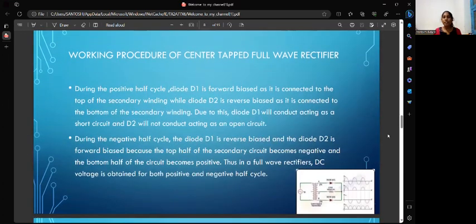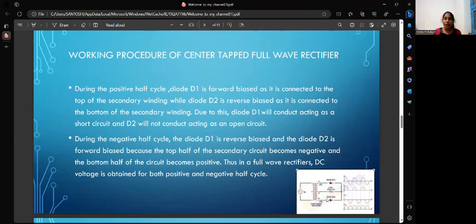Working procedure of a center tap full wave rectifier. During the positive half of the cycle, the diode D1 is forward biased as it is connected to the top of the secondary winding, while D2 is reverse biased, connected to the bottom winding. Due to this, diode D1 acts as a short circuit and D2 will not conduct, as it is an open circuit.